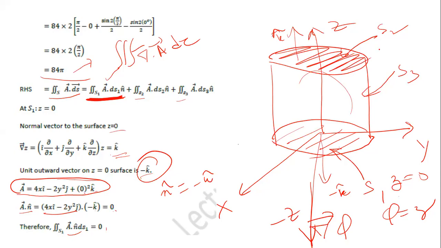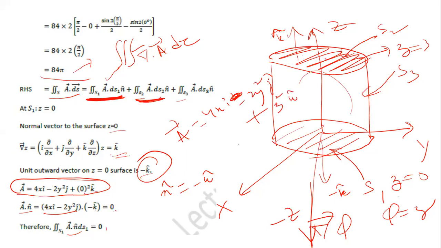You're going to perform the integration of the vector field over this surface. So what will be your a value over this surface? A vector will be 4x i cap minus 2y square j cap plus z square k cap. Here over the surface, the equation is z equal to 3, so 3 square k cap. 3 square means 9.